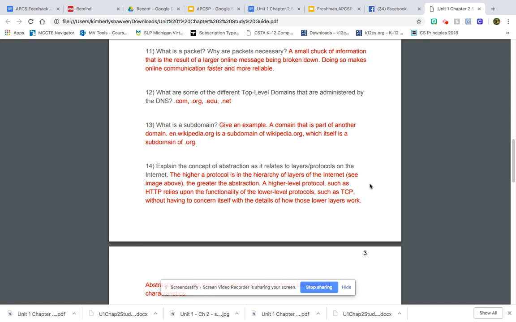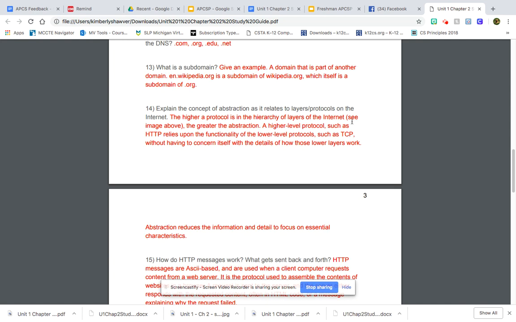faster and more reliable. What are some of the different top-level domains that are administered by the DNS? That would be .coms, .orgs, .edus, and .nets. And remember from the one video, it showed that is how DNSs are organized into groups based on these different top-level domains.